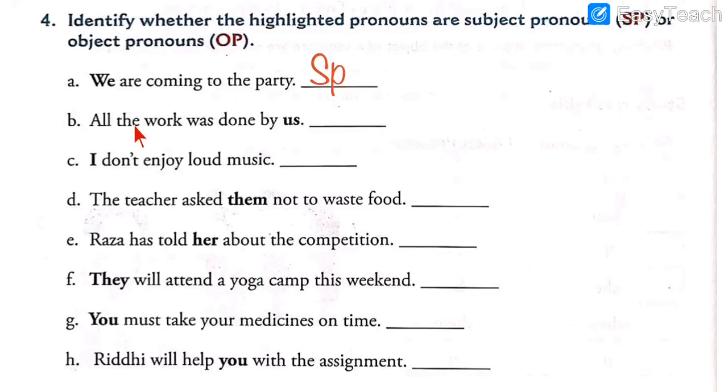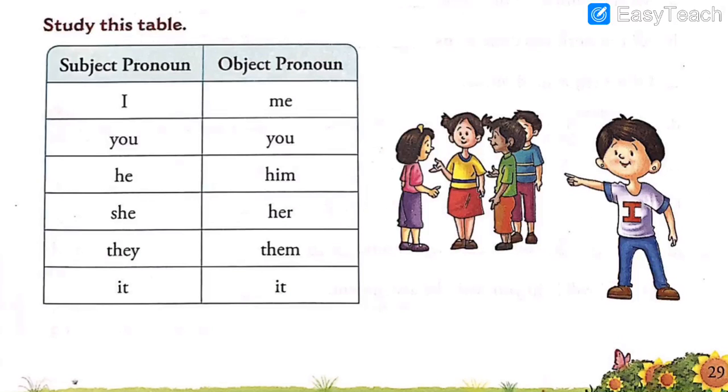Number 2, all the work was done by us. Now the highlighted word over here is us, the last word. The work was done by us. Now let's check it in the table. Do we have the word us over here? No, we do not have the word us over here. So what should we do now?